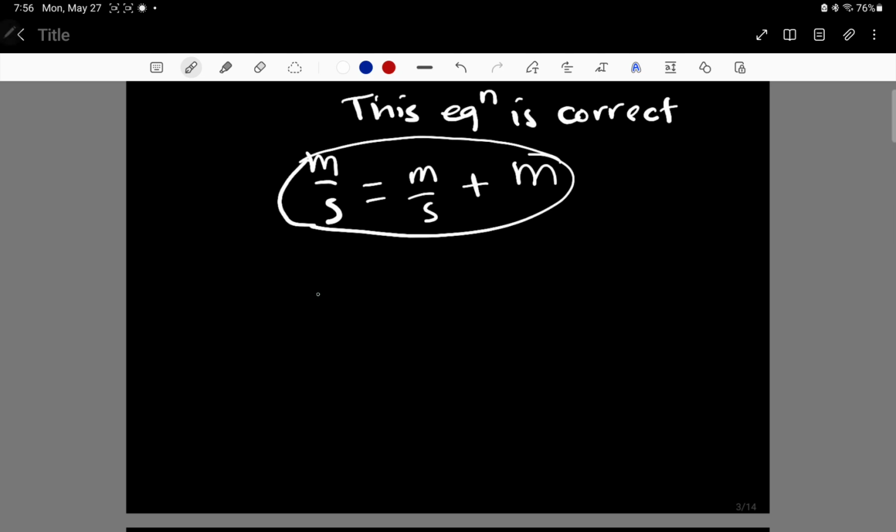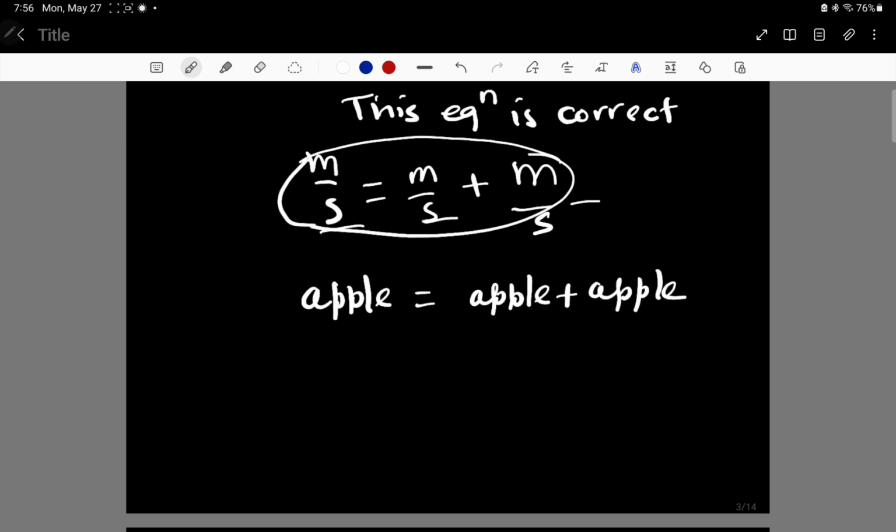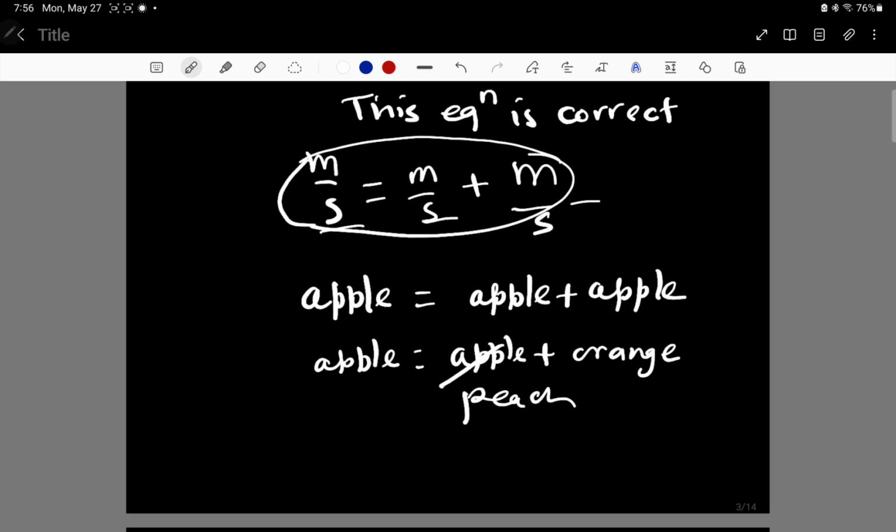So this is something like, you know, apple will be equal to apple plus apple, right? Same unit. It can't be possible like apple equal to apple plus orange. So this equation is wrong. This equation is right.